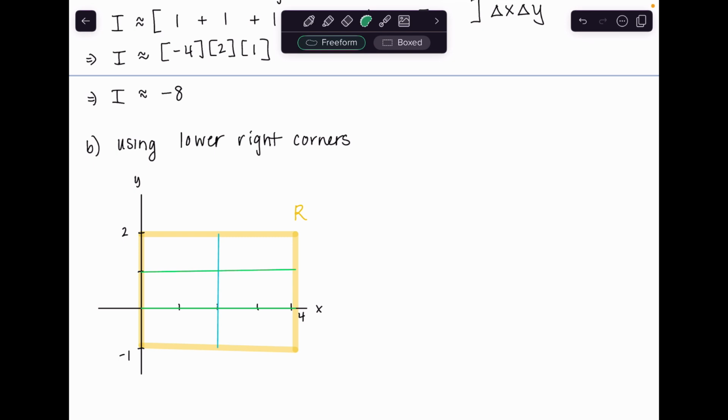So let's figure out all of the right points we're going to use to approximate the height. Now on each of these regions, I want to use the lower right corner. So that would be these 6 points to approximate my rectangle's heights.